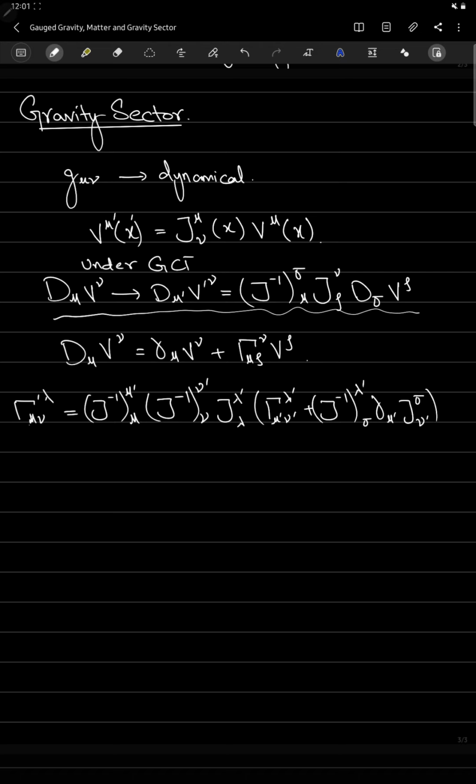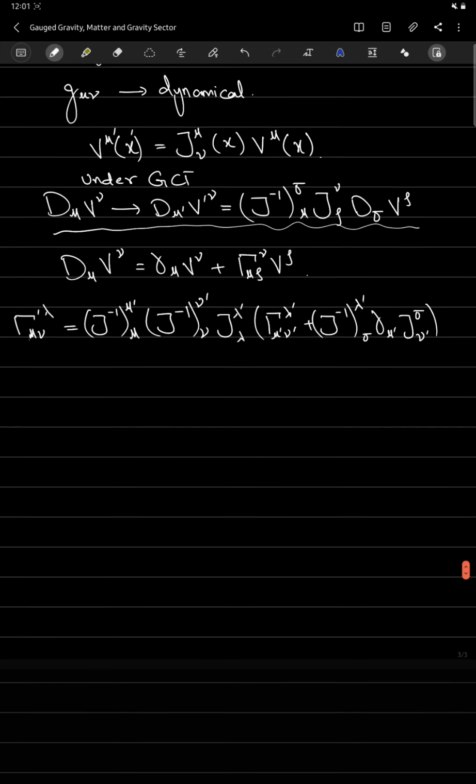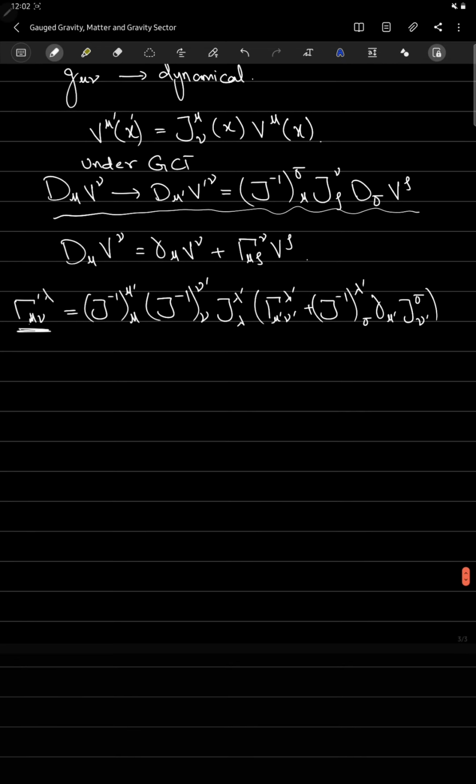Perfect. Okay, so now you can view or think of this gamma symbol as an independent field as well. But it turns out that it's much more straightforward to express it in terms of the field that you already know, the g mu nu field, the metric field.